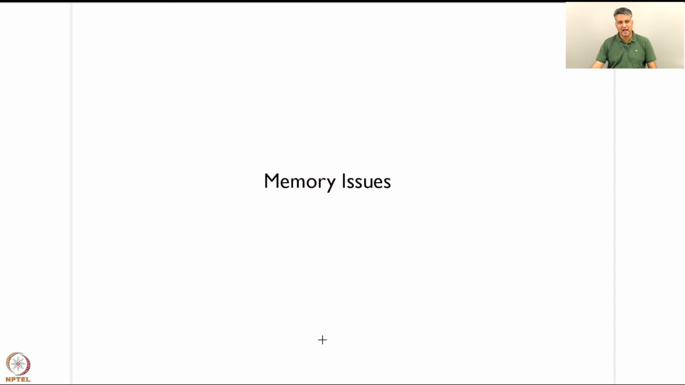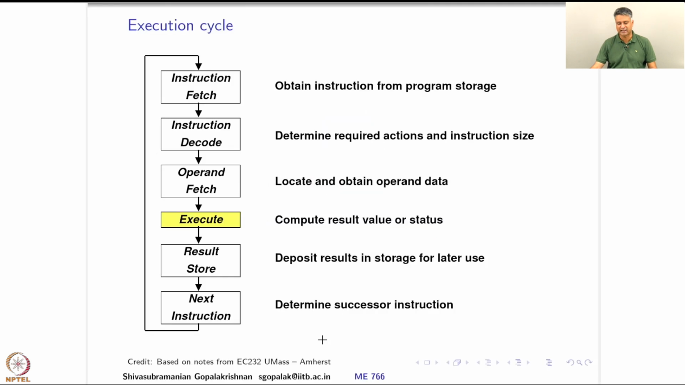Let's go back to the execution cycle. Let's imagine that you request some operand, and this operand does not exist next to your CPU register, does not exist in the cache, but actually exists in the main physical RAM.